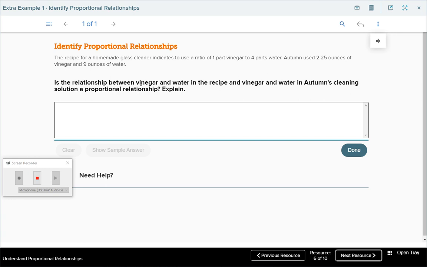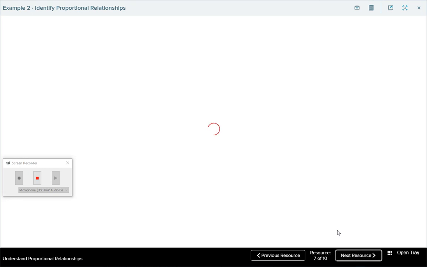Do they equal each other? Yes. So was that a proportional relationship? Yes. Okay, does that make sense how we figured that out, now that you know how to use cross products? Yes? Okay, next example.